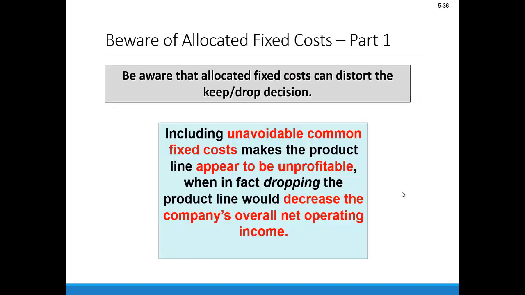And one thing this example highlights is we need to be really careful with our allocation of fixed costs. Allocating fixed costs, especially those unavoidable ones, can distort this keep or drop decision. Including those makes product lines potentially appear unprofitable, or at least less profitable in other cases, when in fact dropping those product lines would hurt the company's overall profitability.